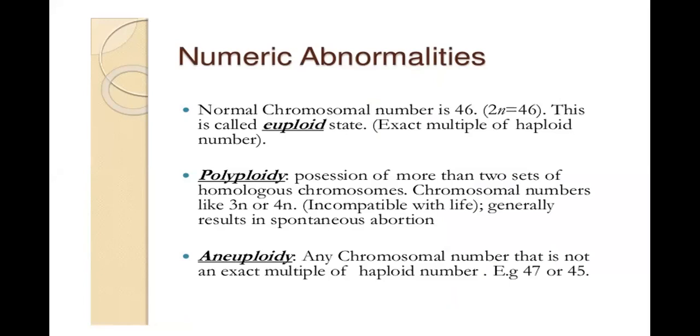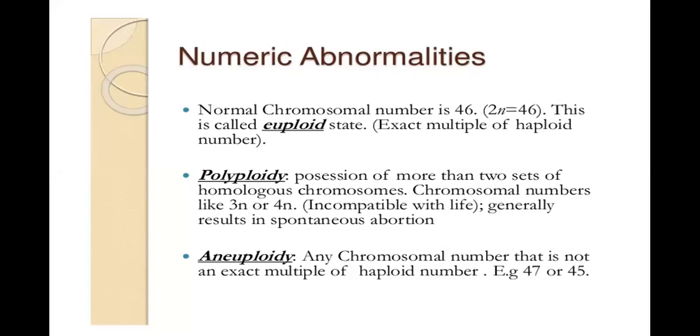Aneuploidy. Aneuploidy is any chromosomal number that is not an exact multiple of the haploid number. For example, aneuploidy is 47 chromosomes or 45 chromosomes. They are not an exact multiple of the haploid number. They are not 46 or 48, but one number more or less than that. Either they are 47 or 45, that is called aneuploidy. Any number of chromosomes that is not an exact multiple of the haploid number is known as aneuploidy.